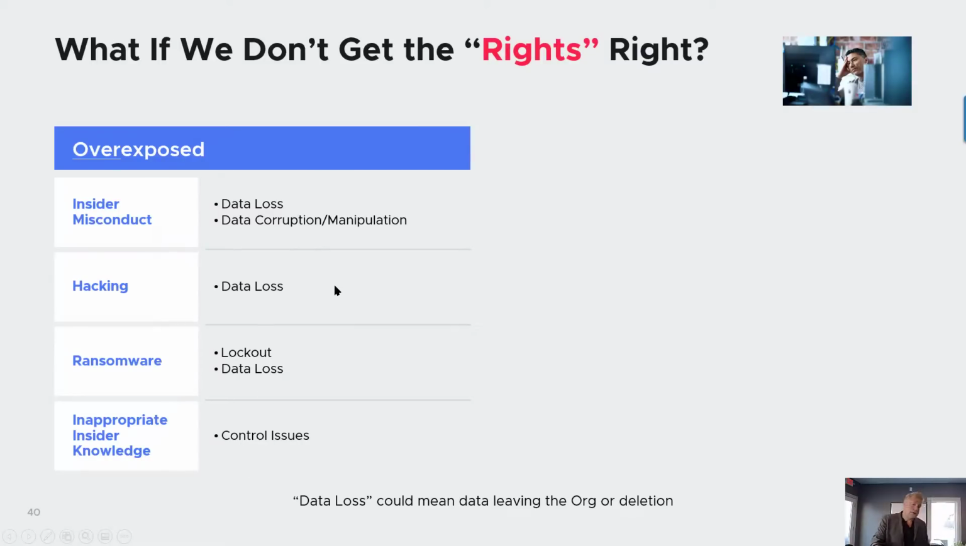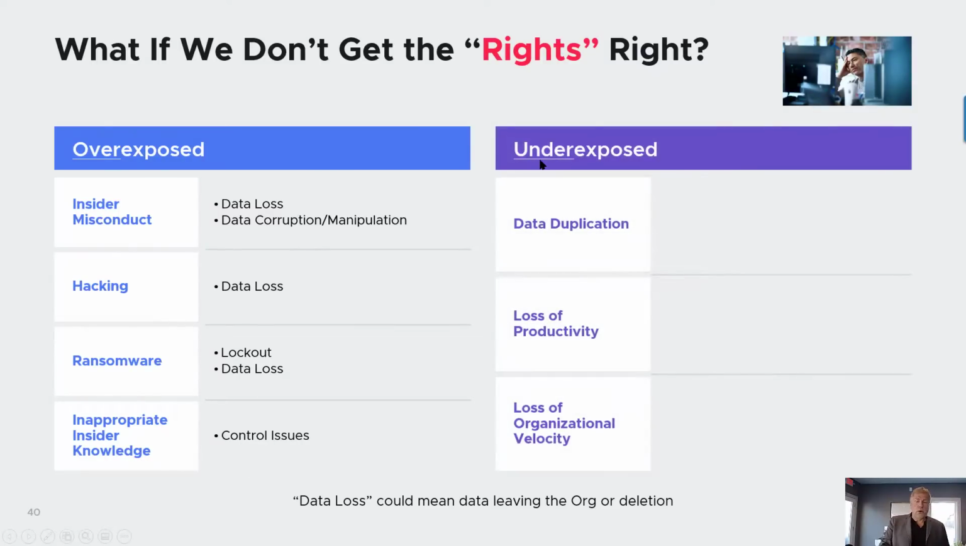But what we don't talk about a lot is where data is underexposed, where the right people don't have the access that they need to effectively do their job. So what that really results in is duplication of data, loss of productivity, and that in a nutshell is loss of organizational velocity.